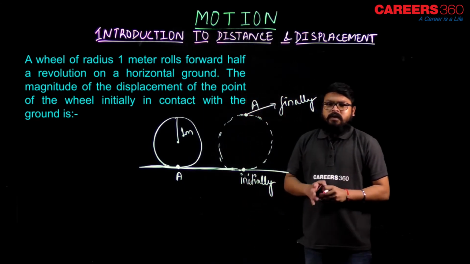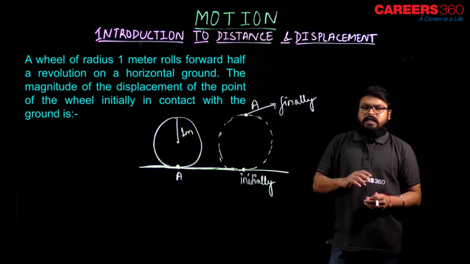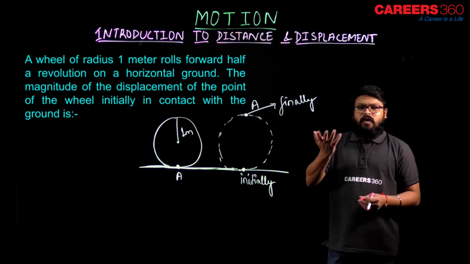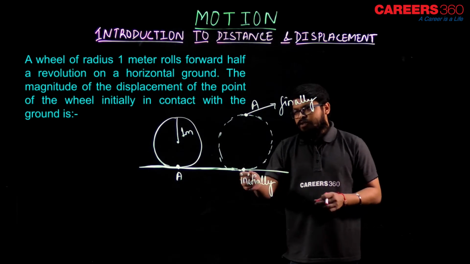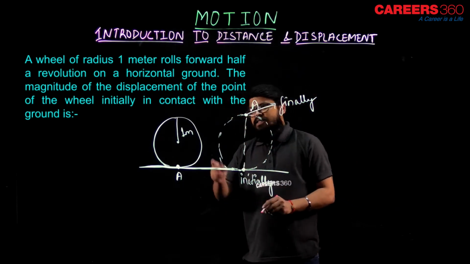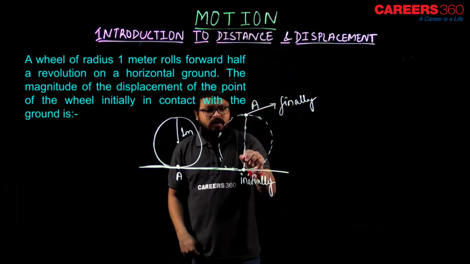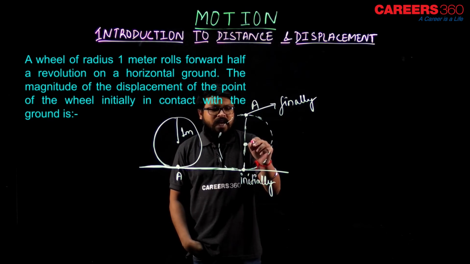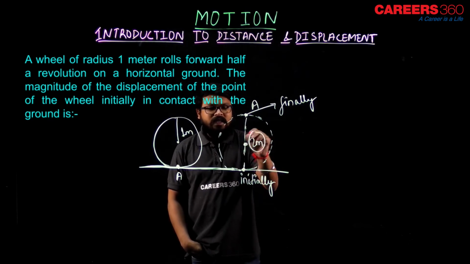So, they are asking what is the magnitude of the displacement of the point of the wheel initially in contact with the ground. So, initially it was over here and finally it is here. As the radius is 1 meter, can you tell me what is this total distance? This is nothing but the diameter. So, diameter is 2 meter, isn't it?